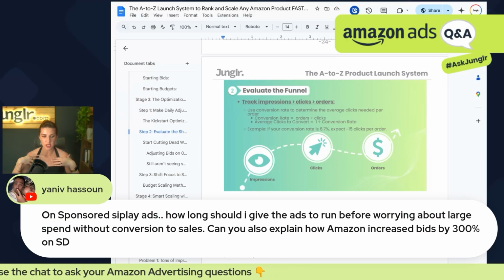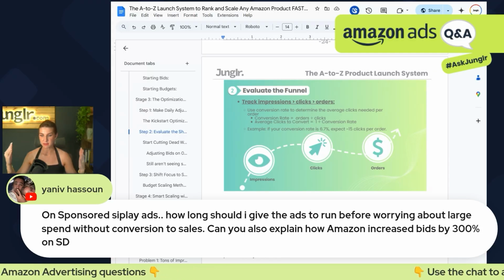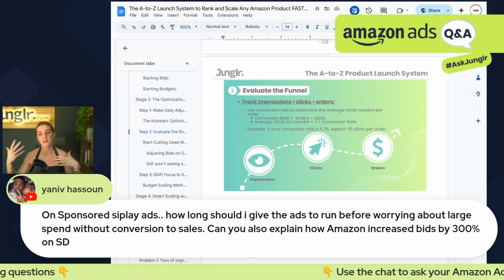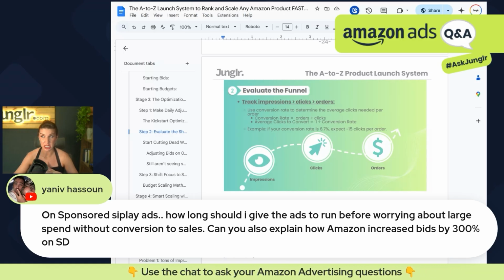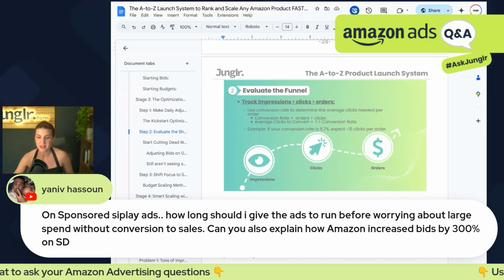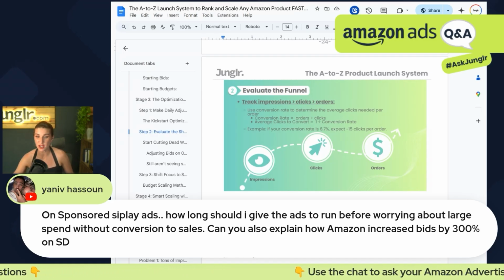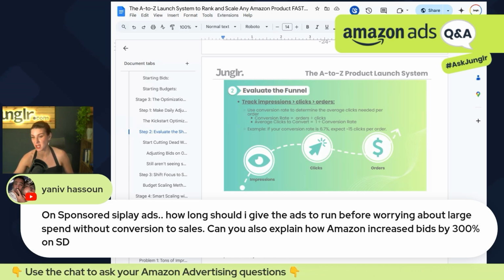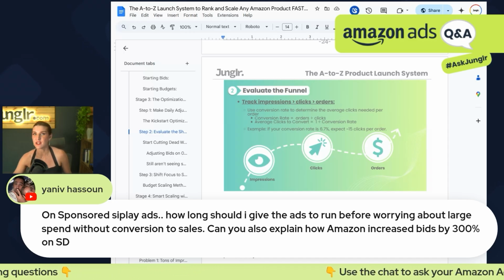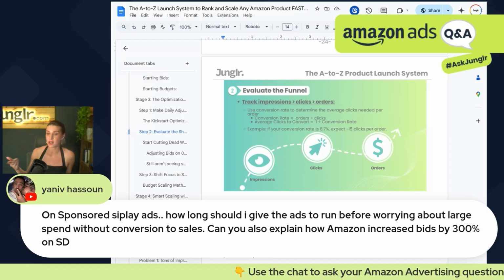So if I'm evaluating my sponsored display ads, and let's say I'm waiting for 15 clicks, but I'm noticing that my cost per click is $1 and my product price point is $25, then I'm going to have to pay about $15. And if my product price is $25, that puts me at a 60% ACoS. I don't really know if I could do that math, so I might start optimizing sooner.